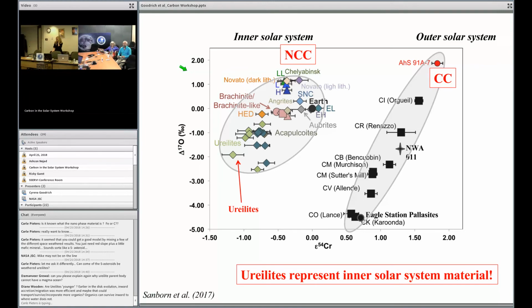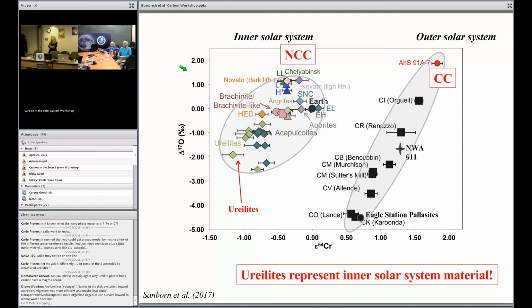Okay. Diane has a question. Are Uralites younger? Earlier in the disk evolution, inward accretion migration was more efficient, and maybe that could transport, survive, or incorporate more organics. Organics can survive inward where water does not. I don't know what the question means, younger than what? Well, younger than, say, carbonaceous chondrites, for instance. Were they accreted relatively early and sucked up a lot of the interstellar dust and graphite?